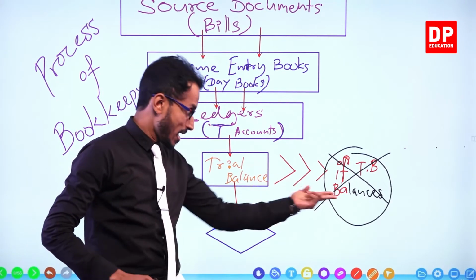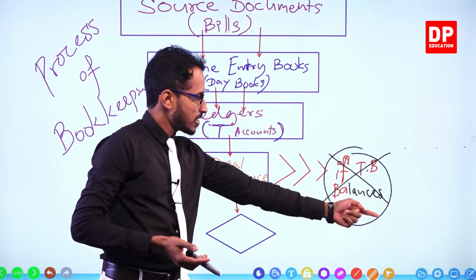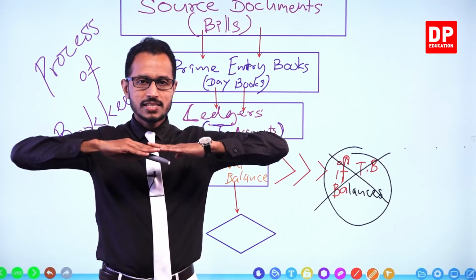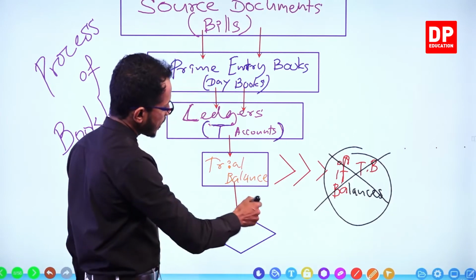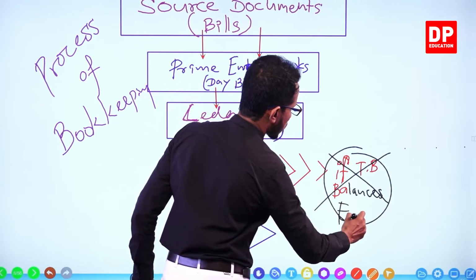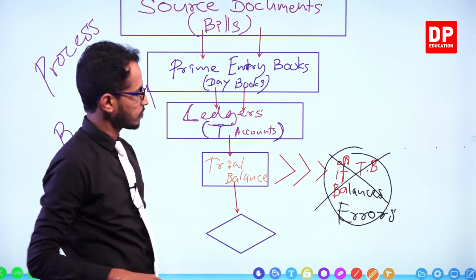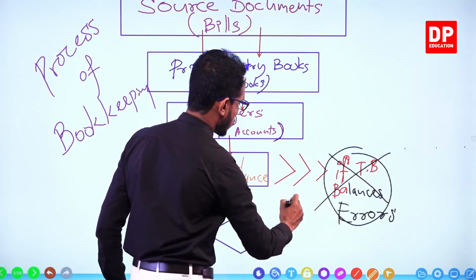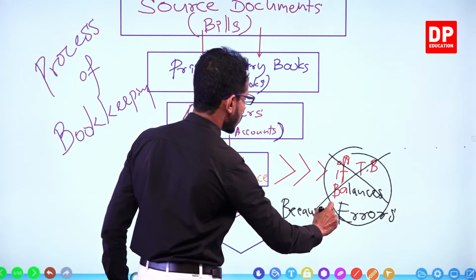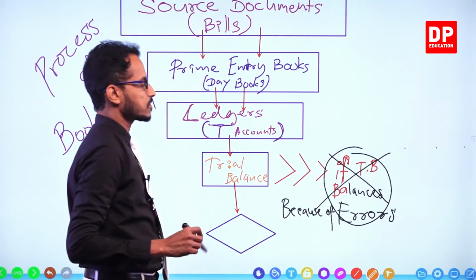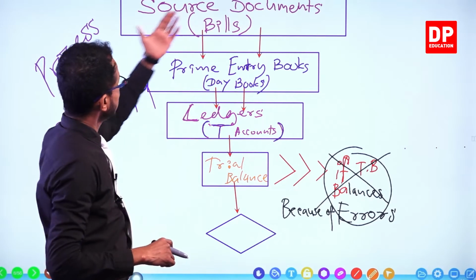Even if the trial balance balances, there can be errors. If the trial balance is not balancing, obviously there are errors. Okay, so here we know that there are errors. We are certain because of errors. Right? This is the bookkeeping process.